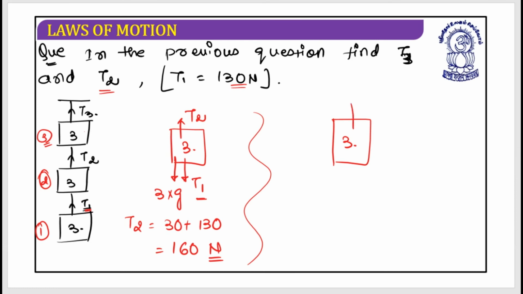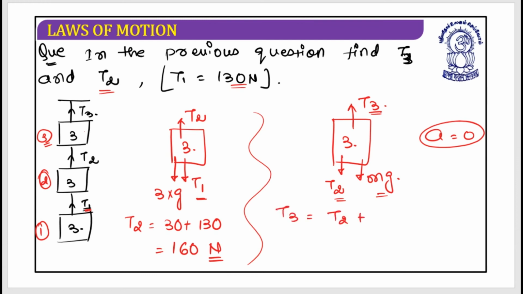Our tension T3 is acting in the upward direction, T2 is acting in the downward direction, and this is M into G. So the total amount of forces acting in the upward direction should be equal to the total amount of forces acting in the downward direction, because acceleration is 0. So this T3 should be equal to T2 plus M into G. This is T2, that is 160 plus M, that is 3 multiplied by 10, and that should be equal to 190 Newton. I hope these things are clear.